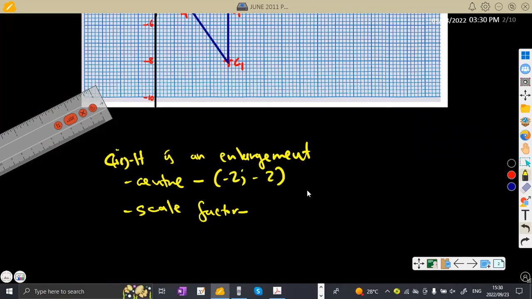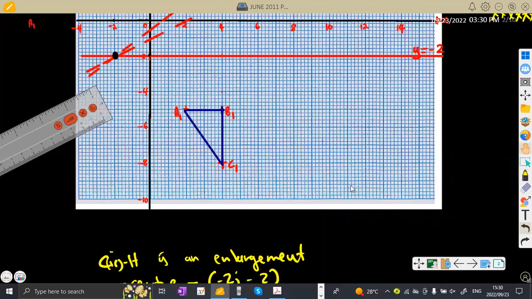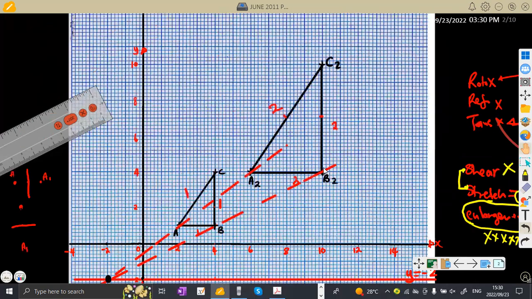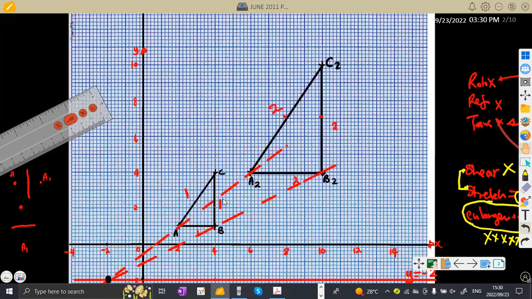Okay, then scale factor. Remember, guys, I told you to find the scale factor just to measure the image line over the object line. When I'm saying the image line, I'm saying the corresponding line to the image, which is B2C2 over BC, A2B2 like this. Let me be writing it down like this. You measure B2C2 over BC. You measure A2C2 over AC. You measure A2B2, so this one can be A2B2 over AB. That's how you find your scale.